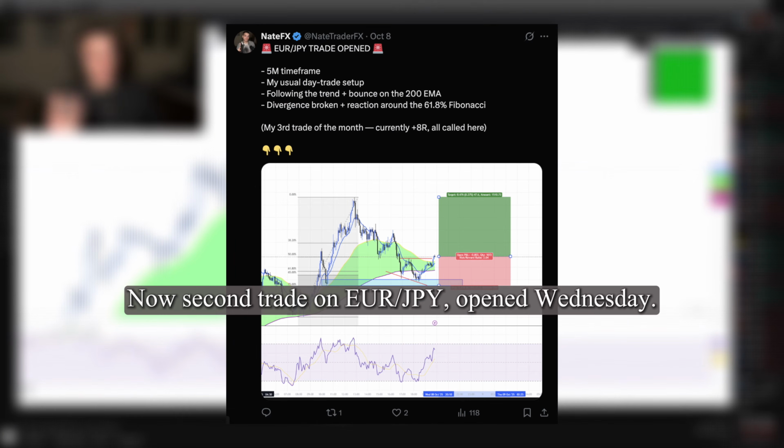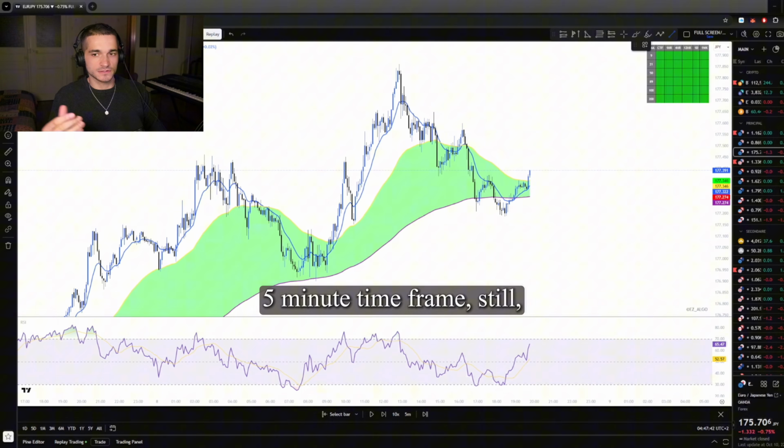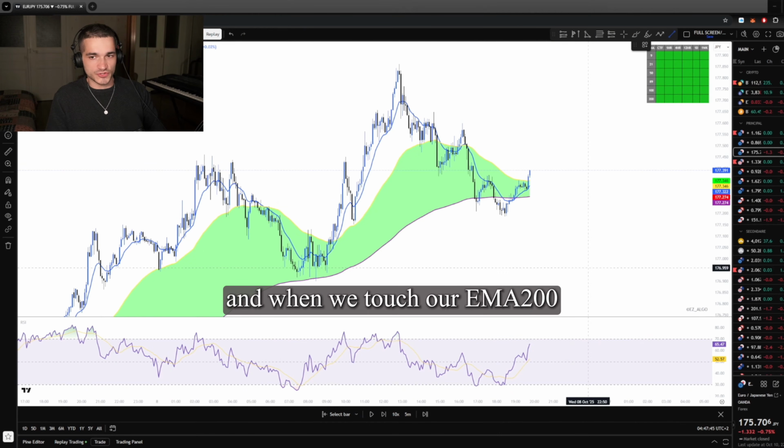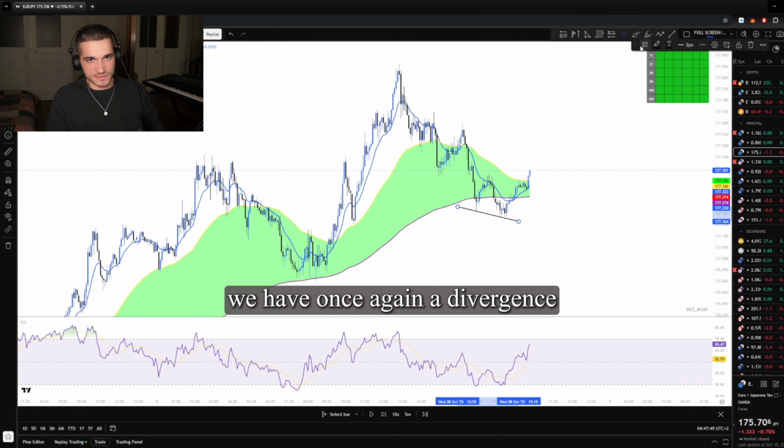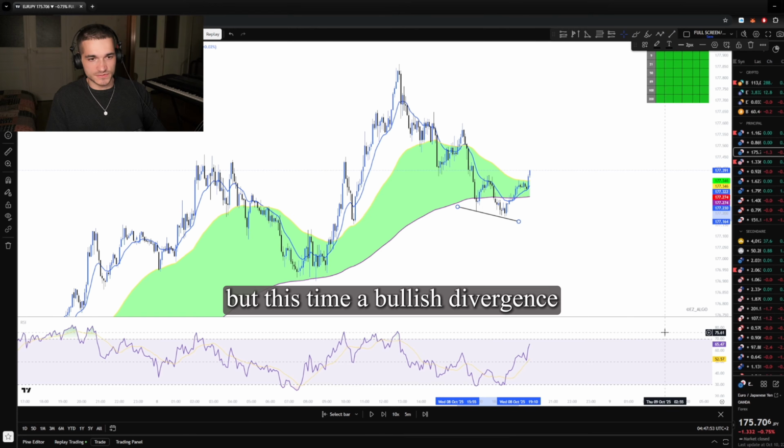Now, second trade on Euro JPY opened Wednesday. So once again, this time we are bullish, 5-minute time frame still. And when we touch our EMA 200, we have once again a divergence, but this time a bullish divergence.